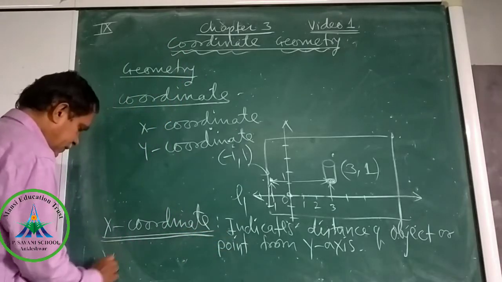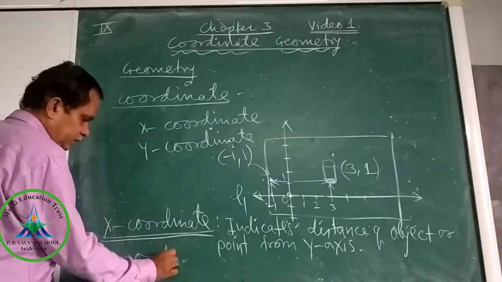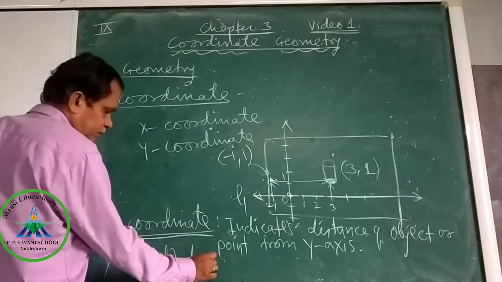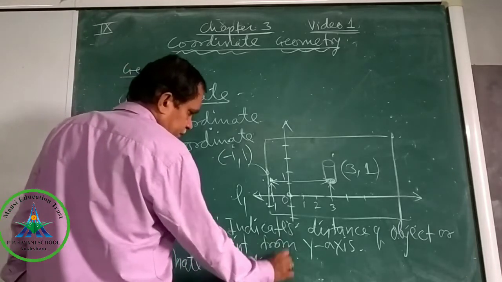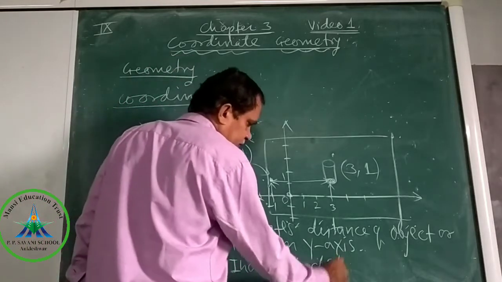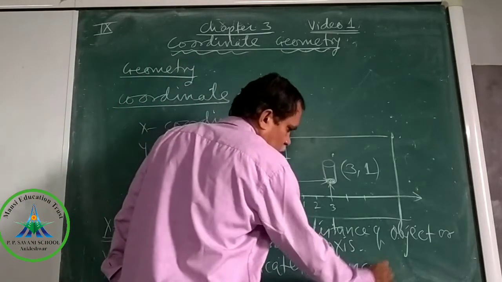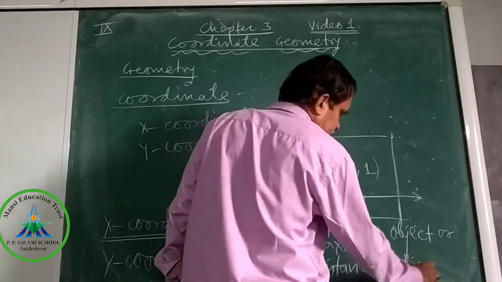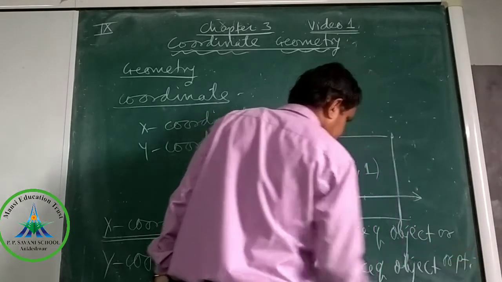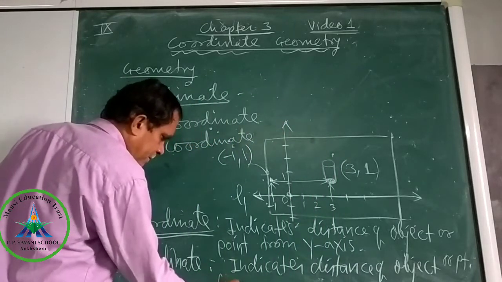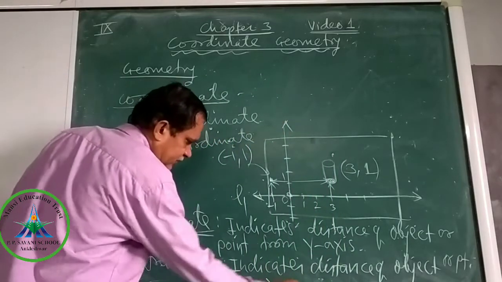Y coordinate indicates distance of object or point from x-axis.